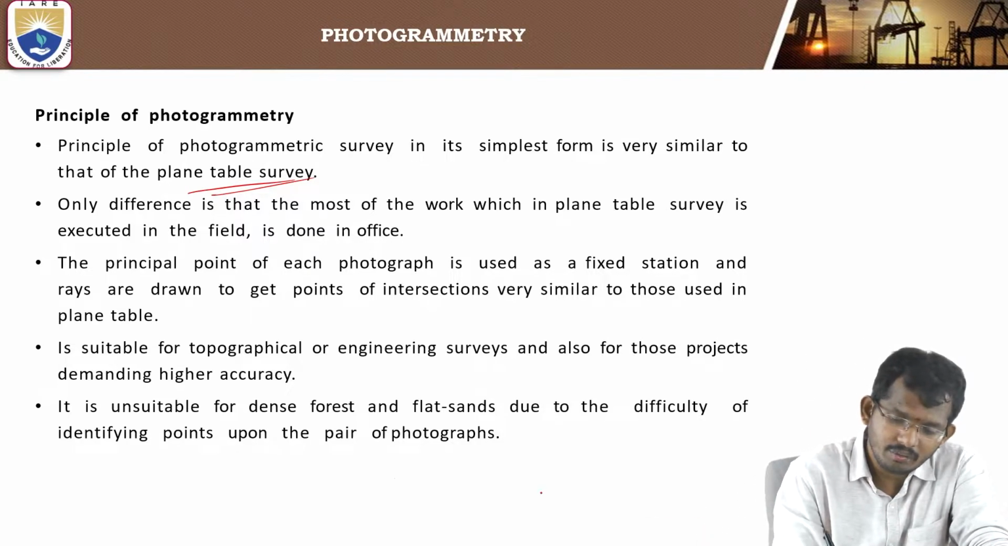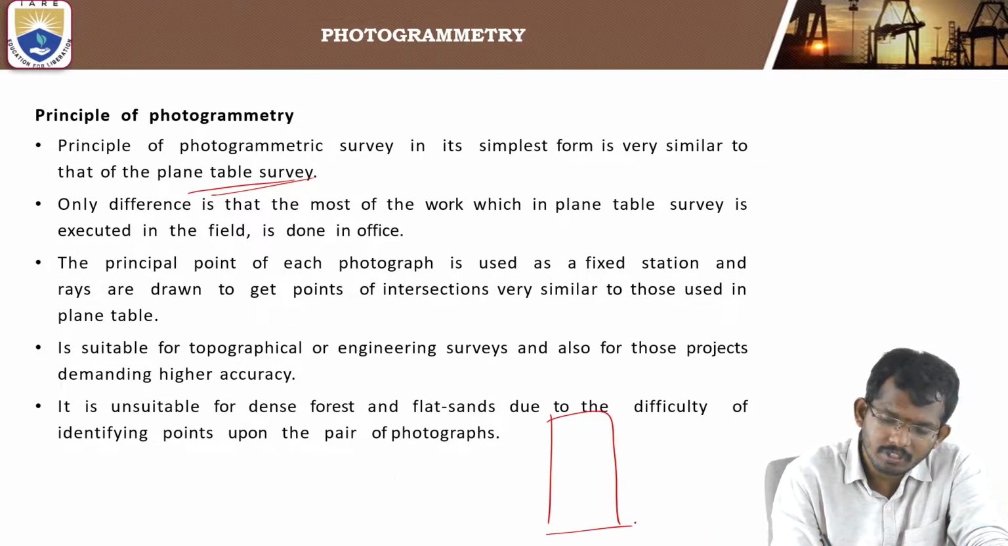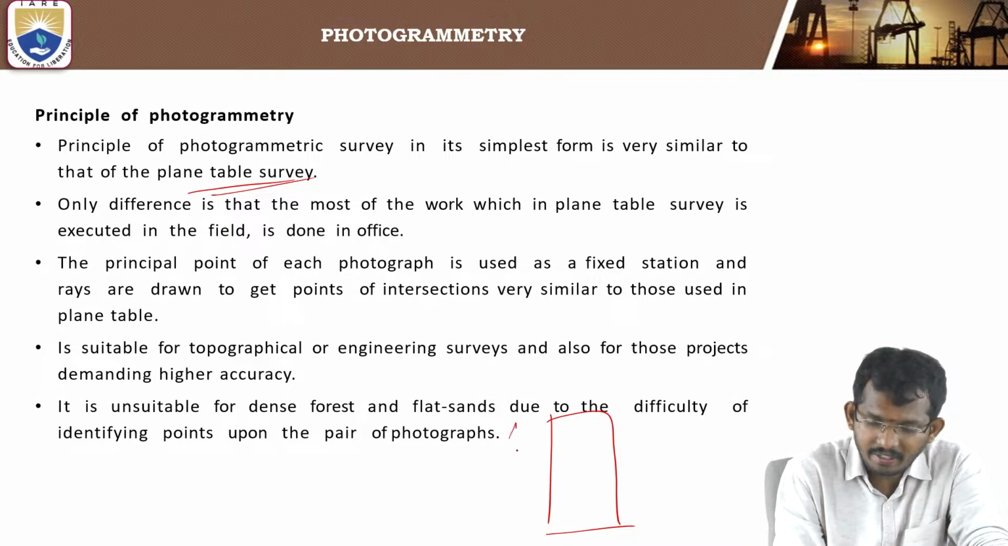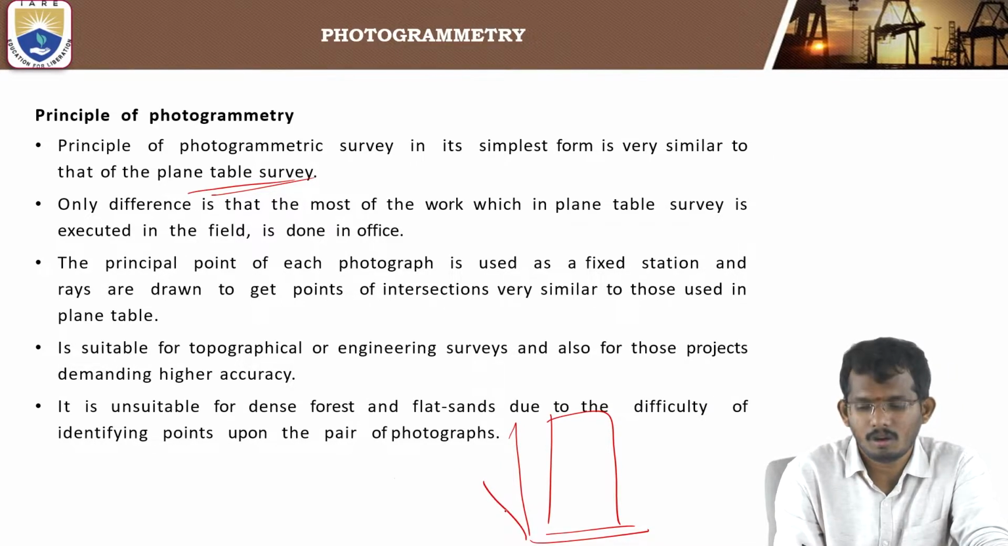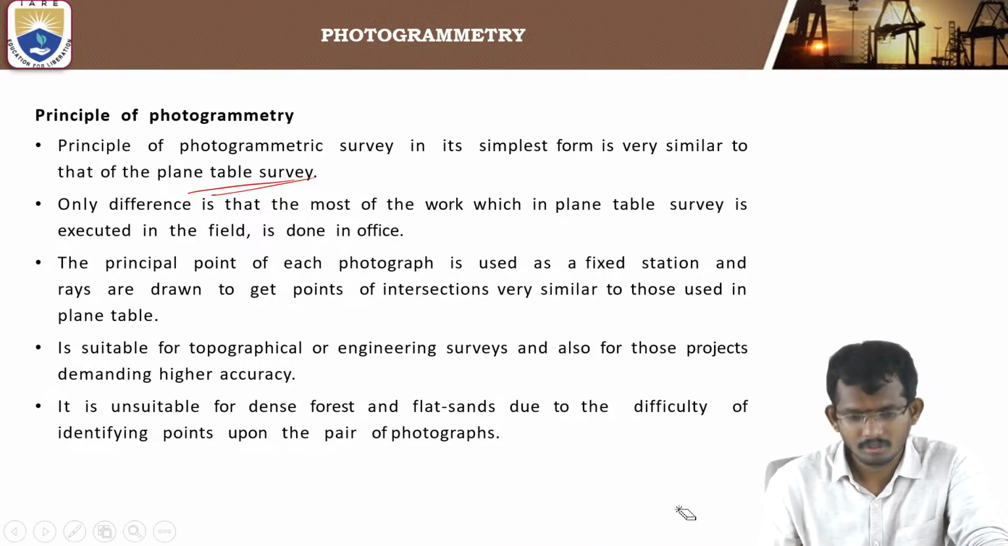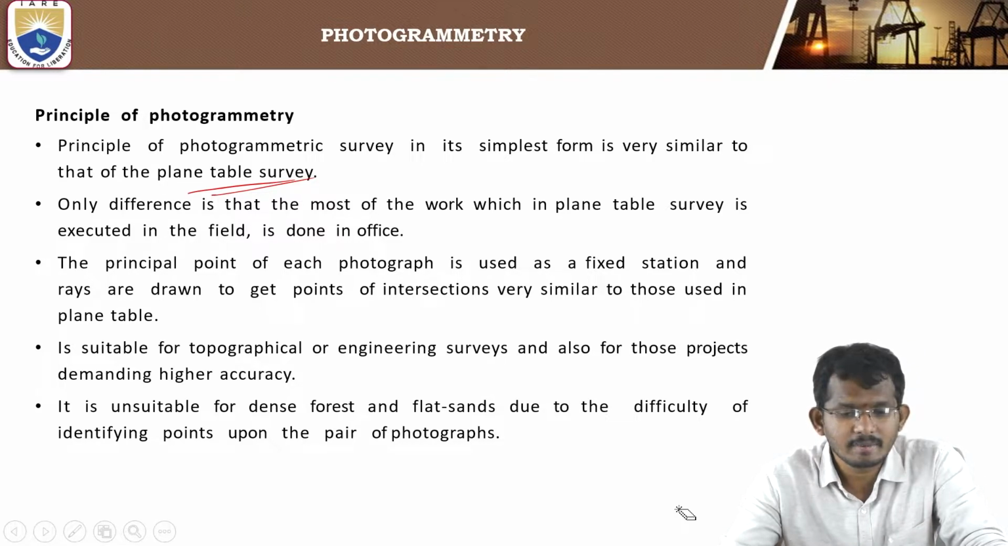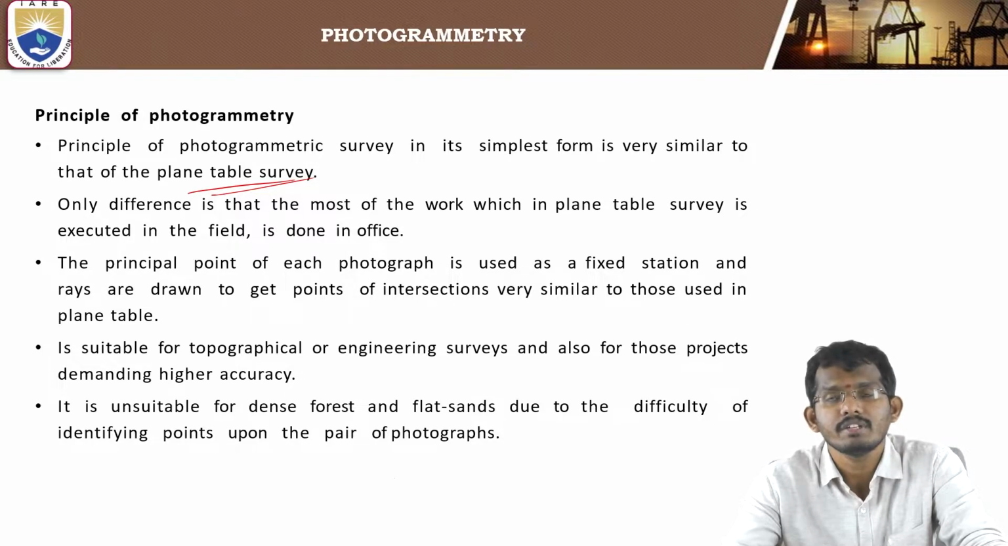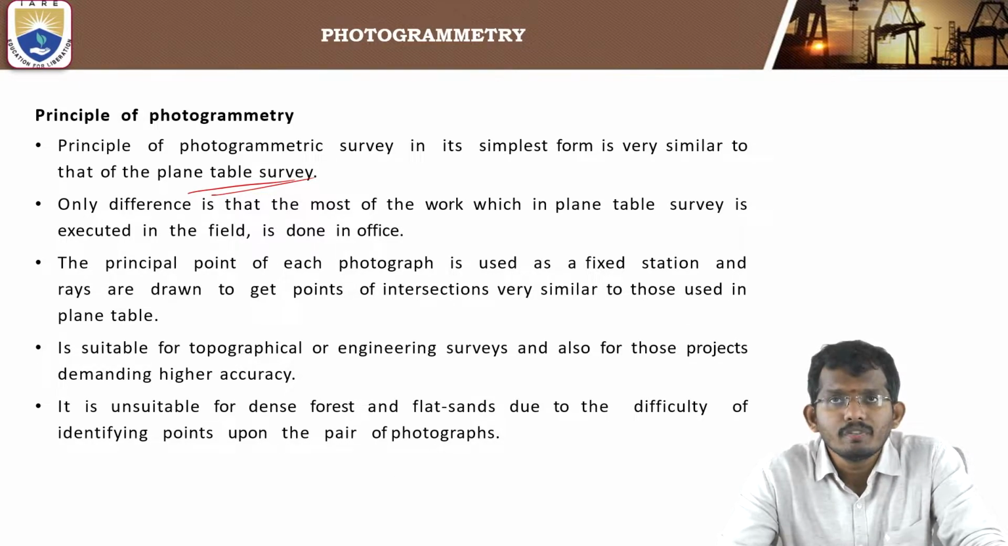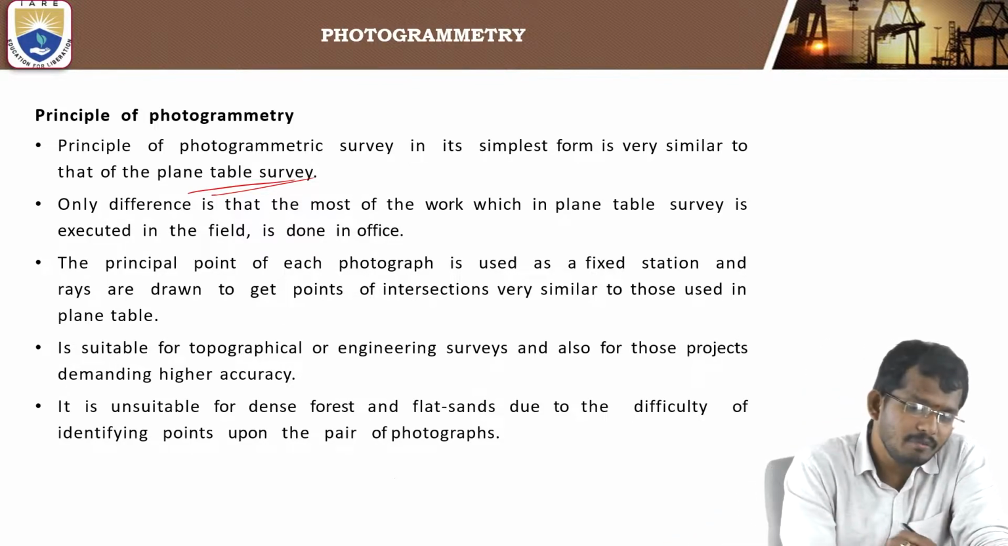Suppose you take a building in your photograph, we can find the length, depth, height and width of the building. We can find the 3D view of an object in photogrammetry. The only difference is that most of the work which in plane table survey is executed in the field is done in the office. So we have one difference here.